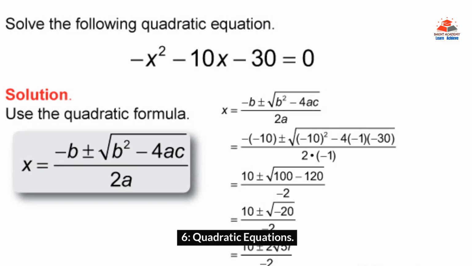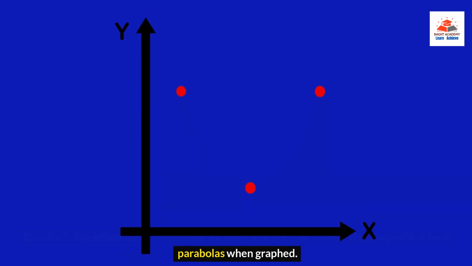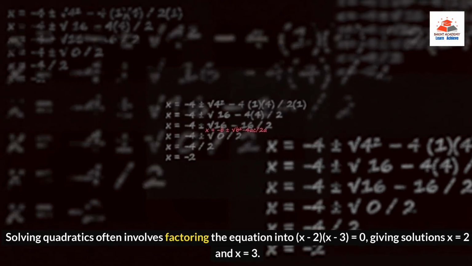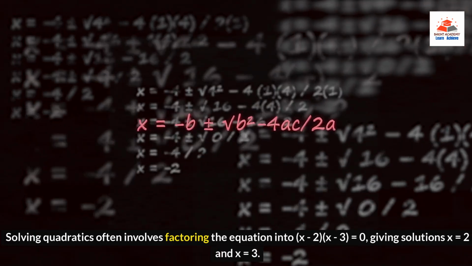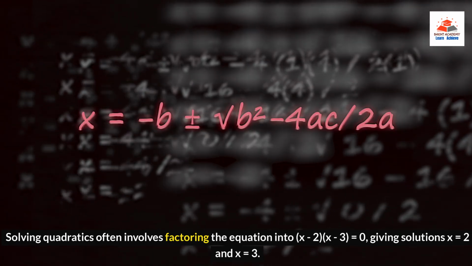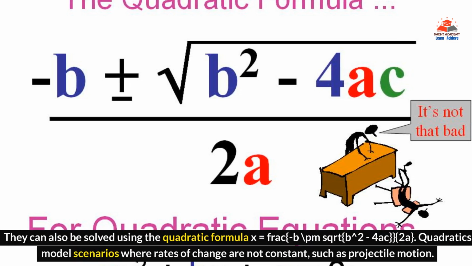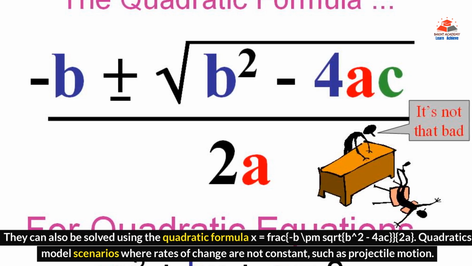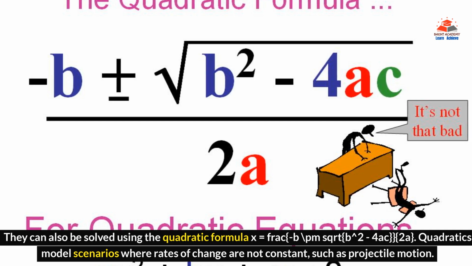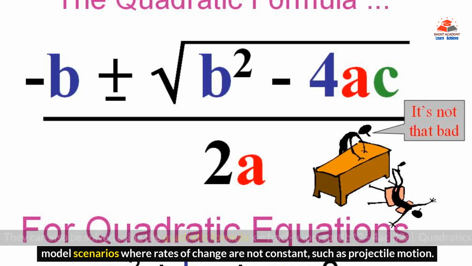6. Quadratic equations. Quadratic equations involve variables squared, like x^2 - 5x + 6 = 0. These equations form parabolas when graphed. Solving quadratics often involves factoring the equation into (x - 2)(x - 3) = 0, giving solutions x = 2 and x = 3. They can also be solved using the quadratic formula x = (-b ± √(b^2 - 4ac)) / 2a. Quadratics model scenarios where rates of change are not constant, such as projectile motion.